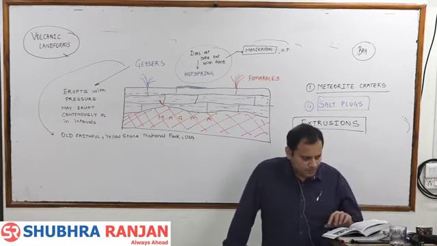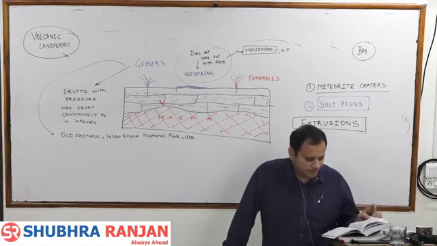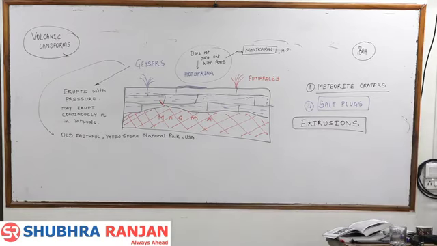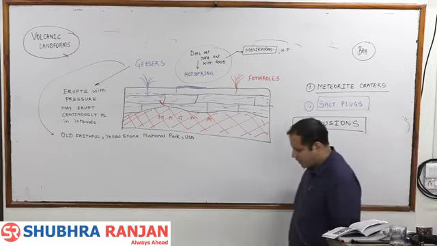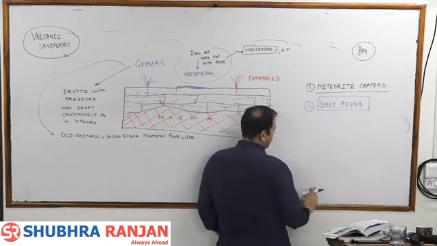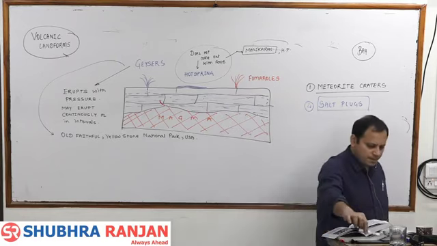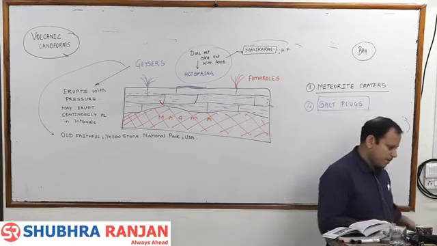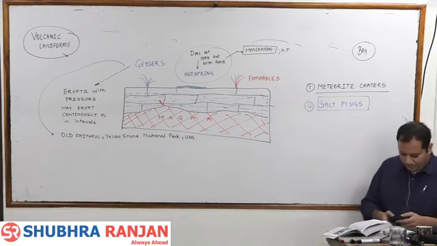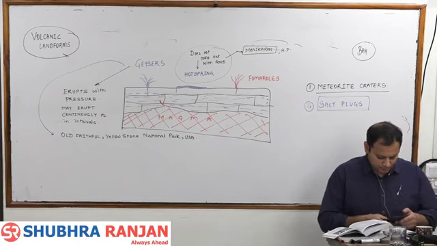This salt dome, this salt after the drying, after the evaporation of water, gets solidified to form vertical objects known as salt plugs.